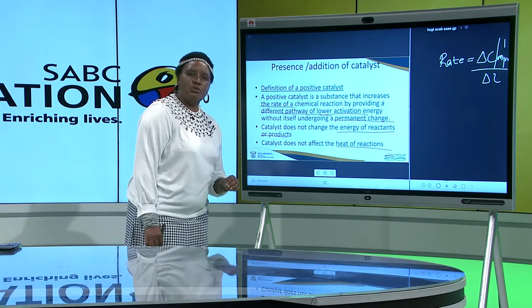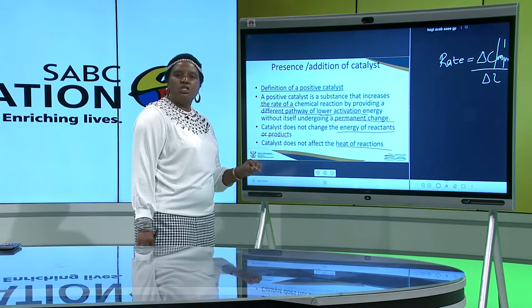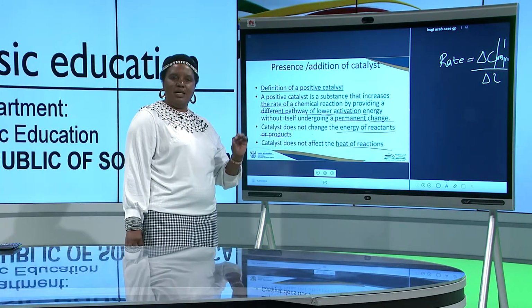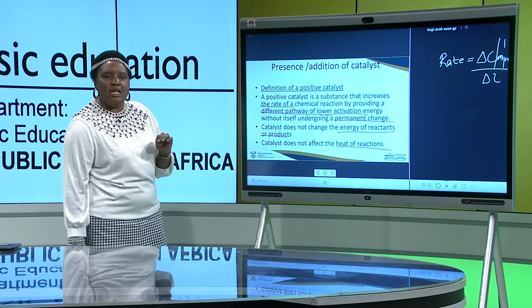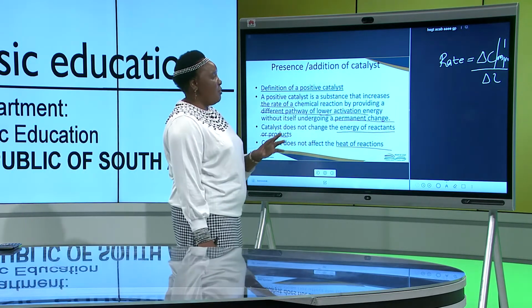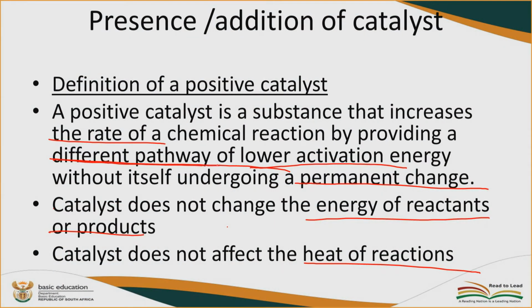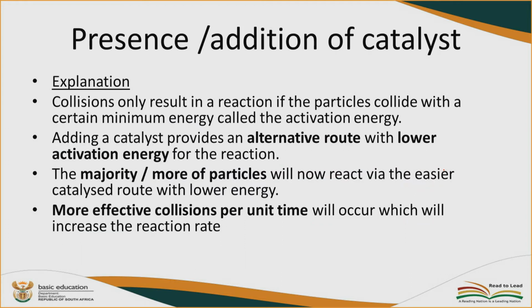So this is what you have to remember in an examination: what the catalyst does and what the catalyst cannot do. What the catalyst cannot do is change the energy of the reactants and the energy of the product. The catalyst cannot change the heat of reaction. What it can do is only provide the alternative pathway of lower activation energy. What do you do when you are given a question in an exam and you are asked to explain what is the effect of adding a catalyst?